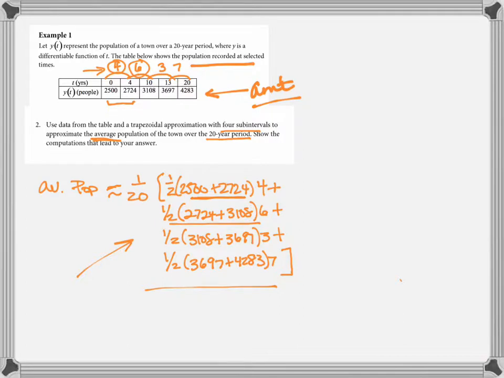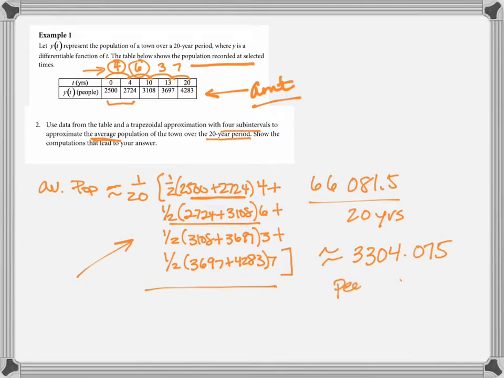All right, so the answer should be, when you add those together and don't divide, 66,081.5, and then you have to divide by 20 years. So you come out to be approximately 3,304.075. Now your units would be people. That's what the trapezoidal sum gives you, how many people in 20 years, but they want the average, so you have to go per year because you divided by 20 years. So about 3,304.075 people per year.